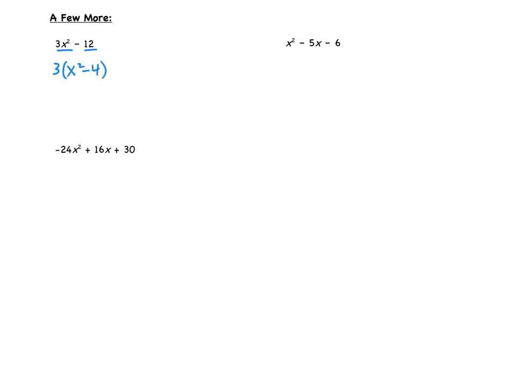Now, I might not be done yet. I have to ask myself, does this factor? Does this factor, this x squared minus 4? It does. X squared, 4, those are perfect squares. And we're looking at a difference. So x squared is x times x. 4 is 2 times 2. To get that negative 4, we need one positive and one negative. And don't forget to bring that 3 down. So that is our final answer.